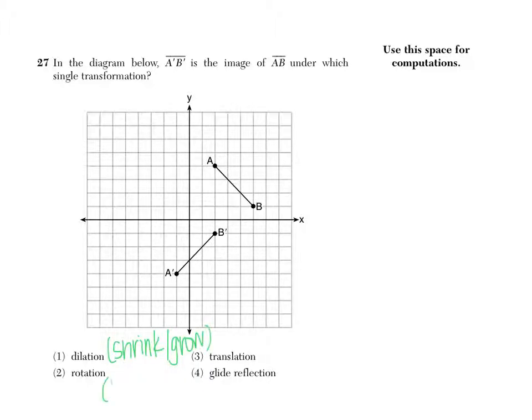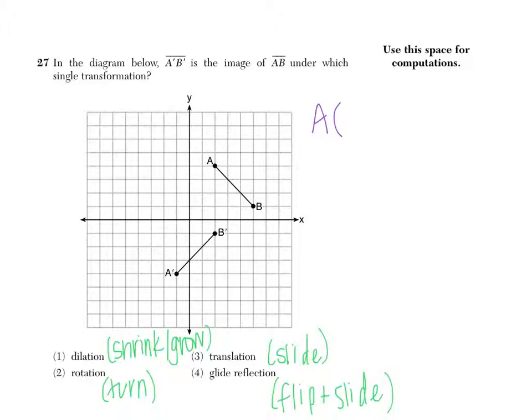A rotation is a turn. Translation is a slide. And a glide reflection is a flip and slide. So sometimes it's helpful to look at the actual coordinates, such as A, which is at (2, 4), B, which is at (5, 1).